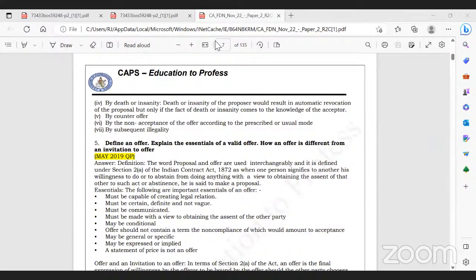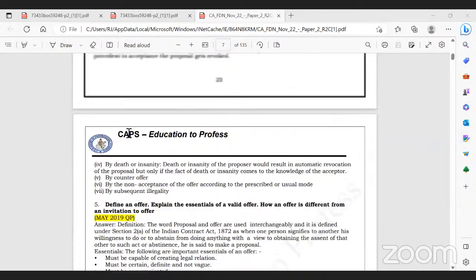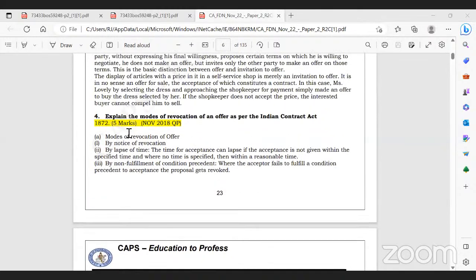Okay, now let's come back to business law. What was the question you just read out? Explain the modes of revocation. Remember, you'll have to just write down the page number and all.